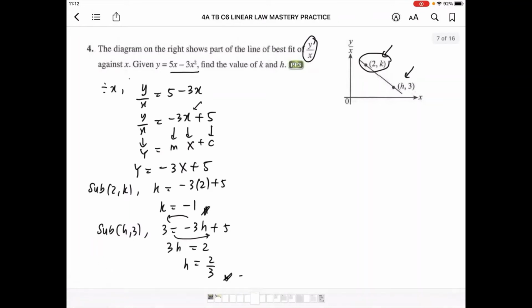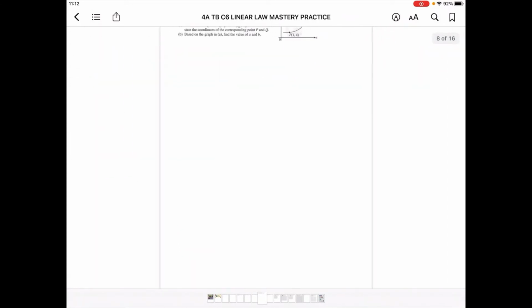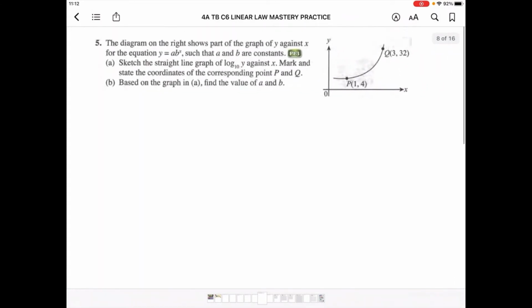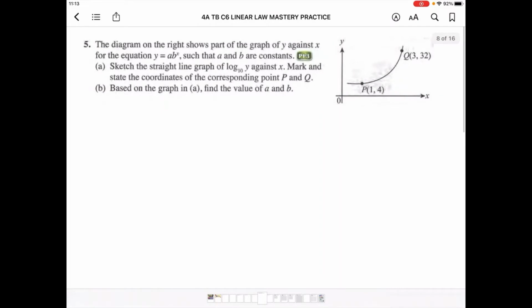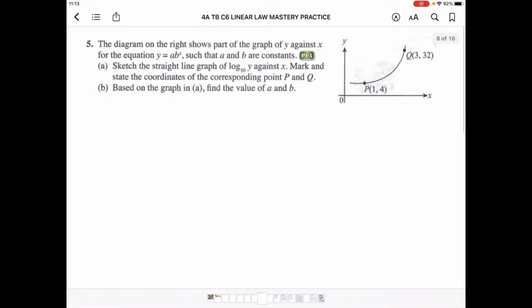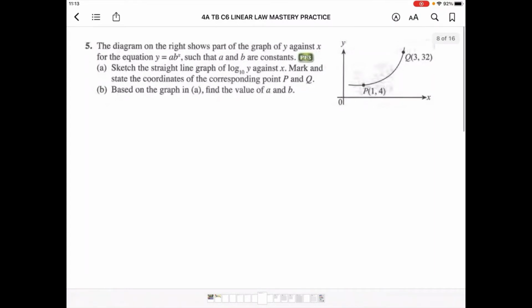Question number 5. Okay, this question I find is very interesting because again, it's a little bit different than the standard method that you always see. However, I want to say this, that there is a slight mistake in the question. It's not supposed to be log base 10. It's supposed to be log base 2. So if you check the answer at the back, it's based on log base 2, not log base 10.